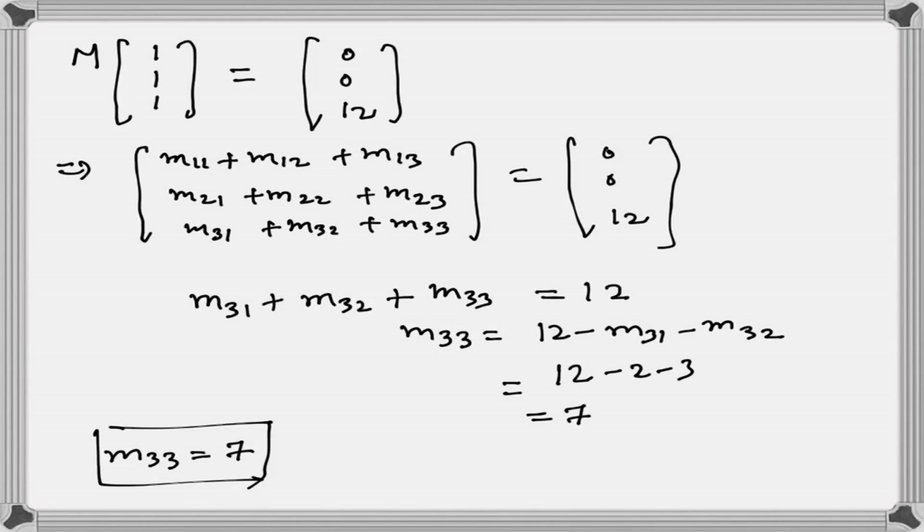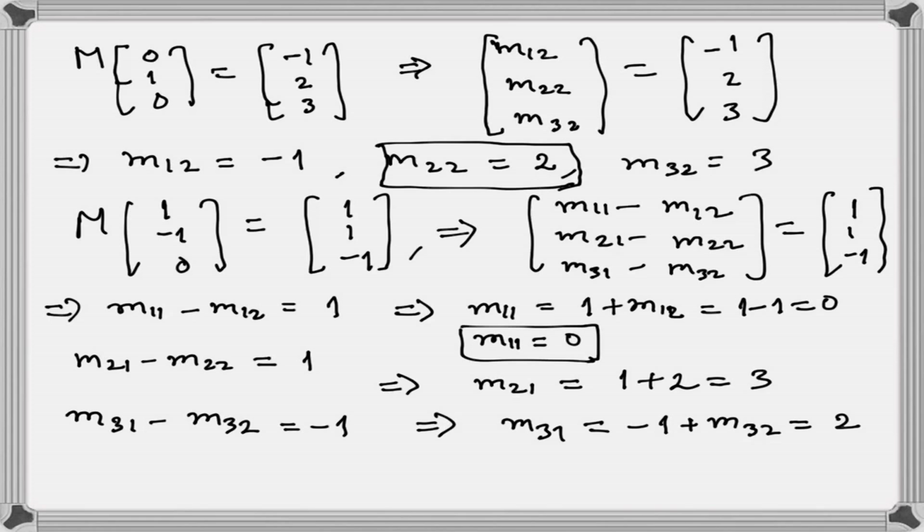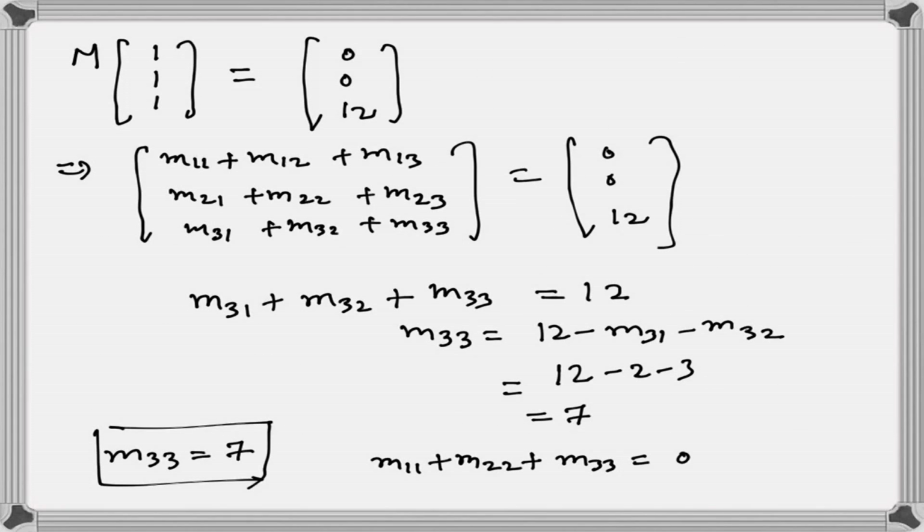So this means M11 plus M22 plus M33 is M11, which if I remember correctly was 0, plus M22, which was 2, plus 7. So 0 plus 2 plus 7 is equal to 9. This is the final answer.